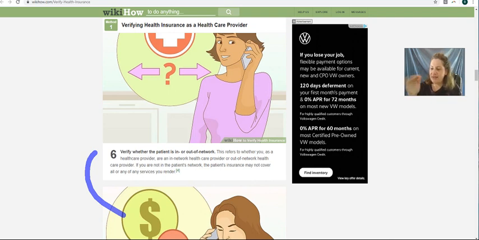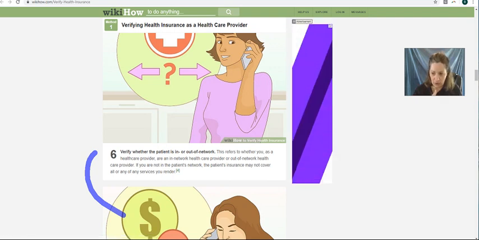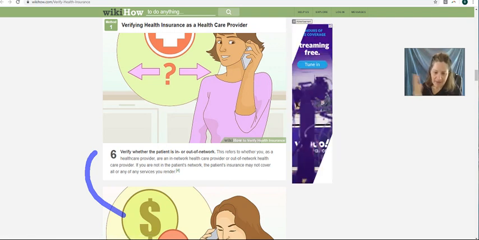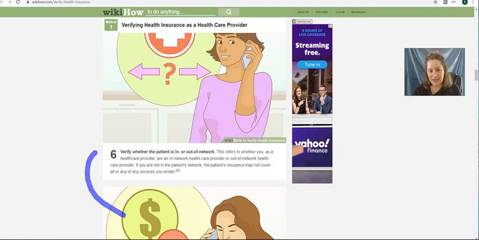It kind of goes in a weird order here. We want to know if we are in or out of network. It means, did my doctor sign a contract with that insurance company? Benefits are paid differently depending on the answer to that question. So if I am in network, it's paid one way. If I'm out of network, it's paid a different way.